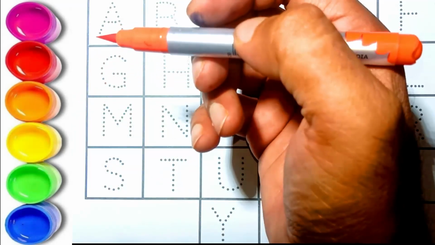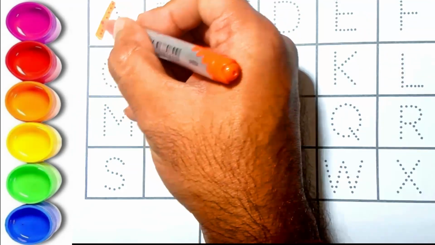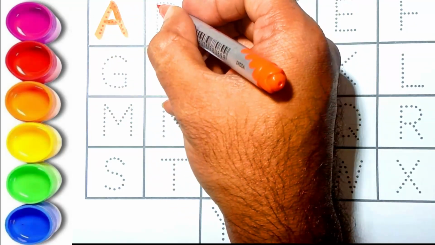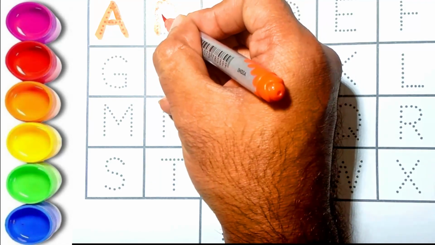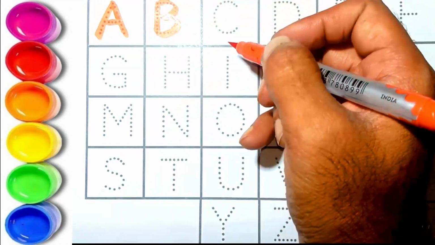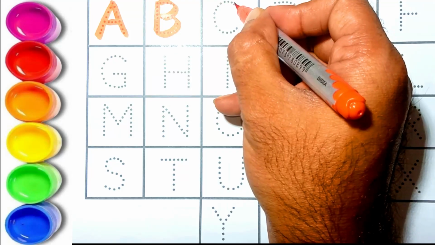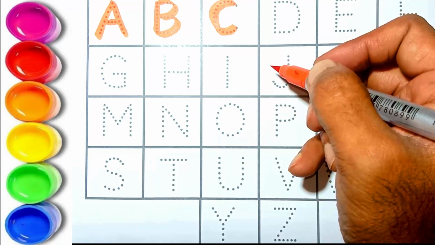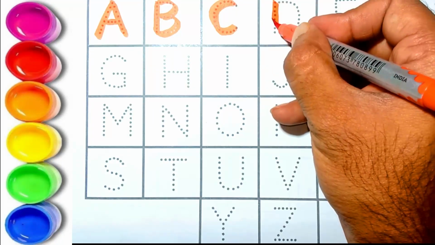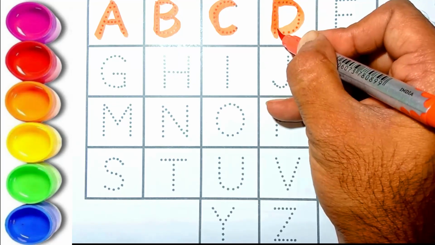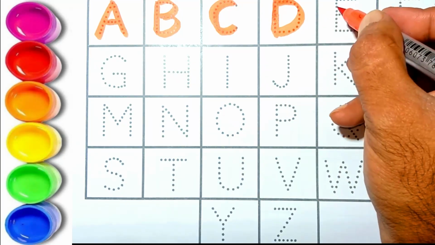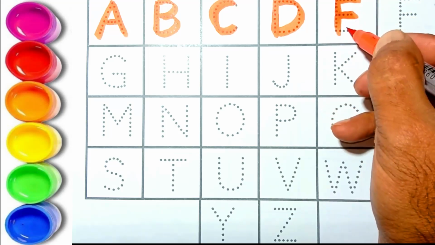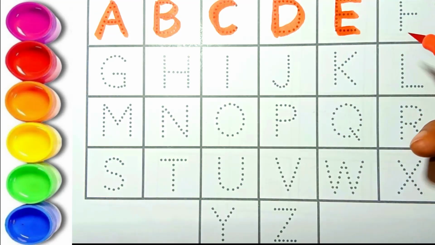Orange color. A for apple. B for ball. C for cat. D for dog. E for elephant.